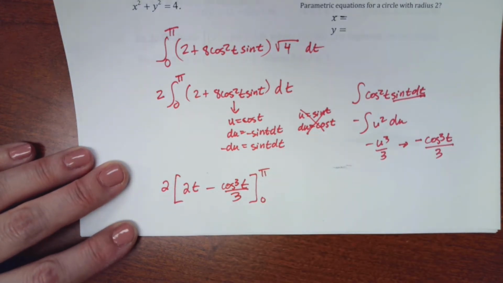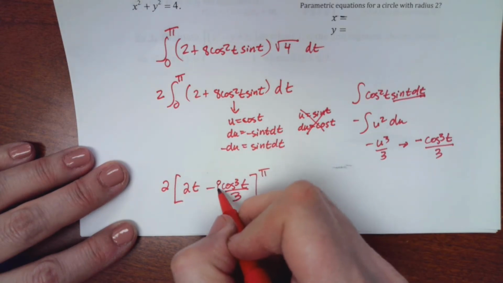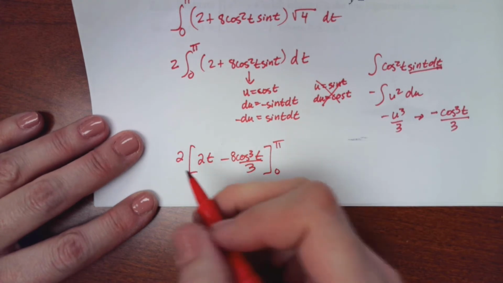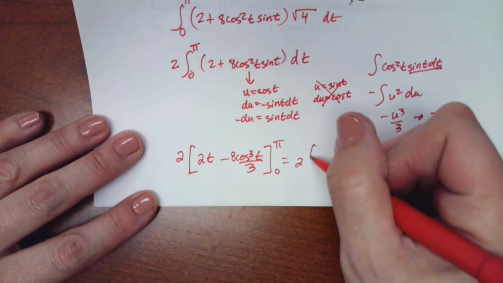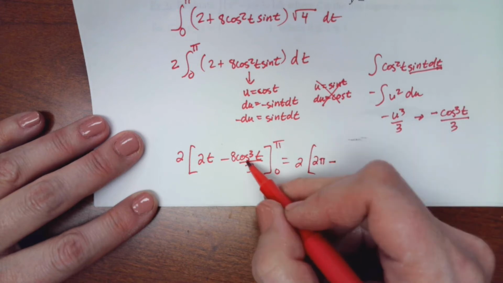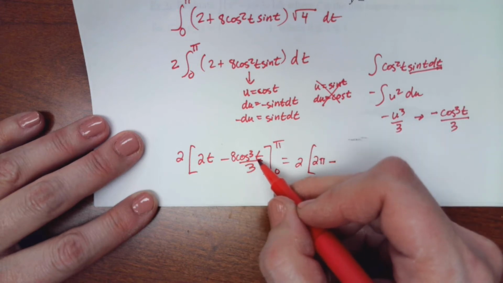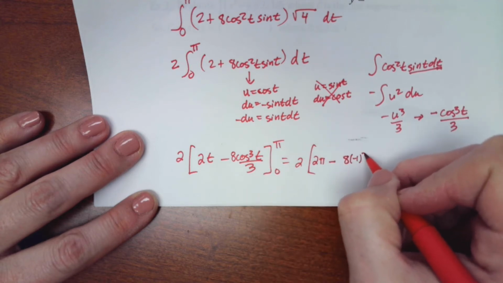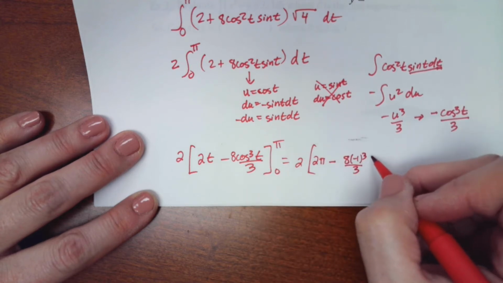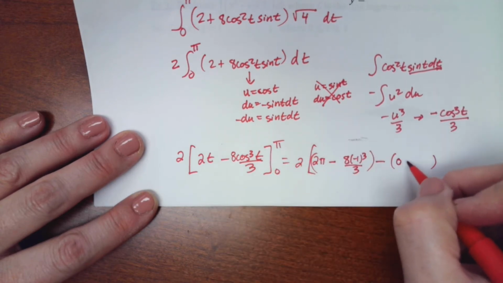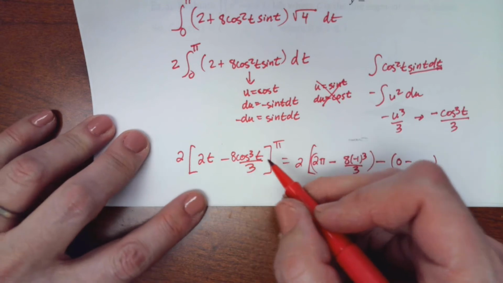Okay. All right, and oh, I lost my 8. 8 was right here too. All right, so let's go ahead. So I got 2, I gotta plug in pi. So I get 2 pi minus the cosine at pi is negative 1. So that's going to be negative 1 to the third. So 8 times negative 1 to the third over 3. All right, so all of that minus when I plug in 0. Well, when I plug in 0, cosine at 0 is 1, so that's going to be 8/3.